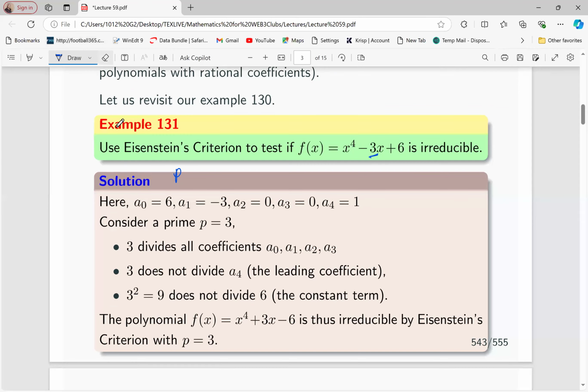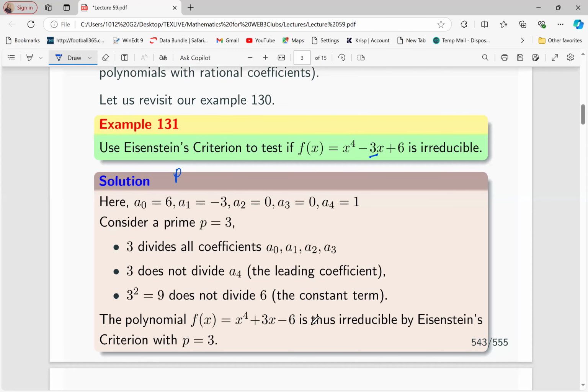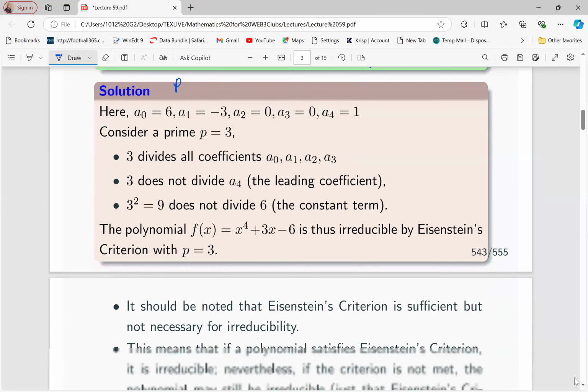That means you cannot factorize this polynomial. However much you try, you will not factorize this polynomial. Okay, let's look at another example.